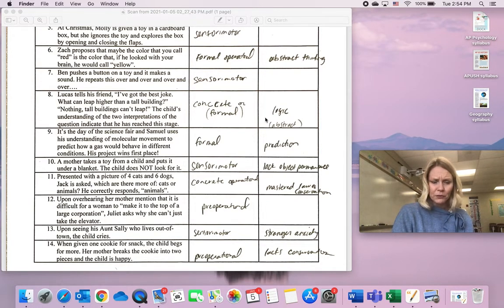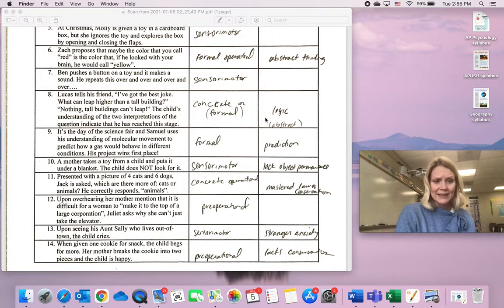A mother takes a toy from a child and puts it under a blanket. The child does not look for it. Love it, so much fun. This is the sensory motor stage. Lack of object permanence. Peekaboo is fun until they understand it didn't go away, it just hid. And so this is called a lack of object permanence.